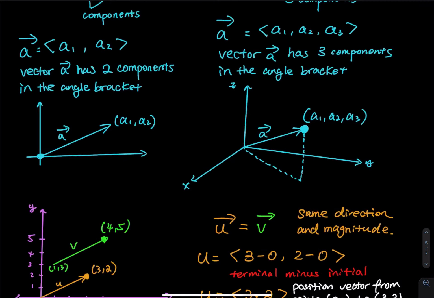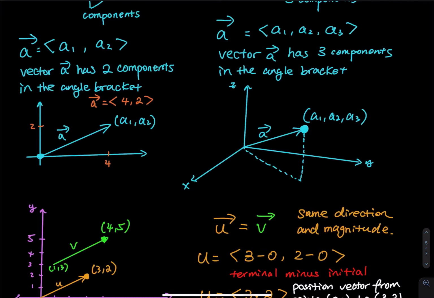So let's say we have vector A, which is 4, 2. So we have 2 components, 4 and 2. That means you go 4 units to the right and 2 units up. So that's how you think about the component.